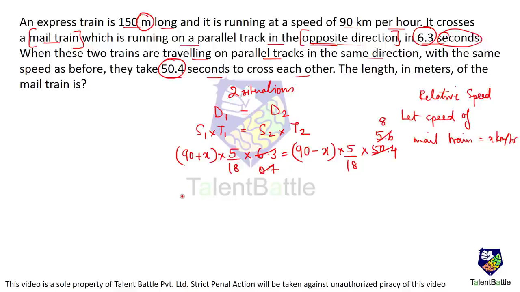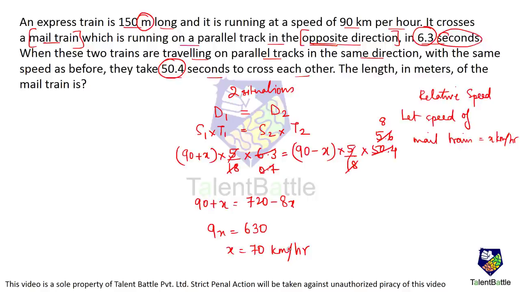Right. So what I get over here is 5 by 18 gets cancelled from both sides. I get 90 plus x is going to be 8 9s are 72, 720 minus 8x. So this is going to be 9x will be equal to 630, because 720 minus 90, 72 minus 9 comes out to be 630. So x comes out to be 70 kilometers per hour, right?